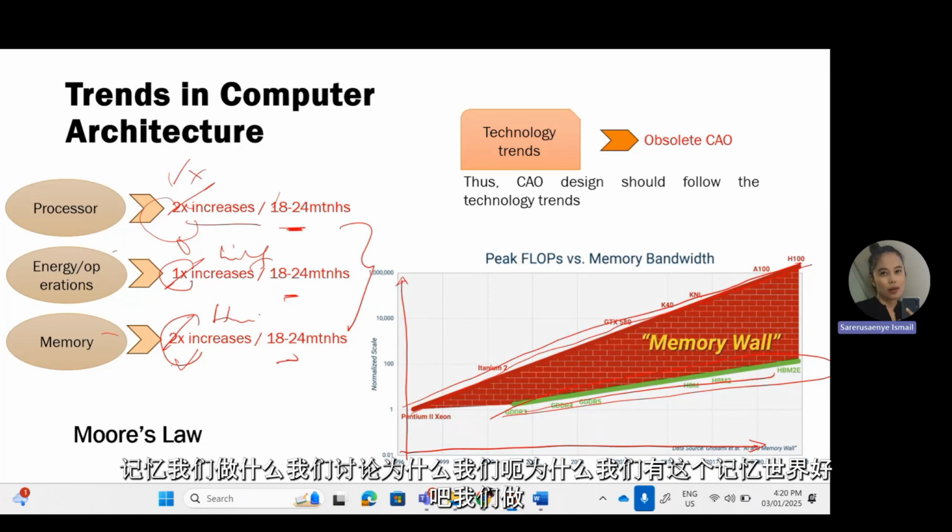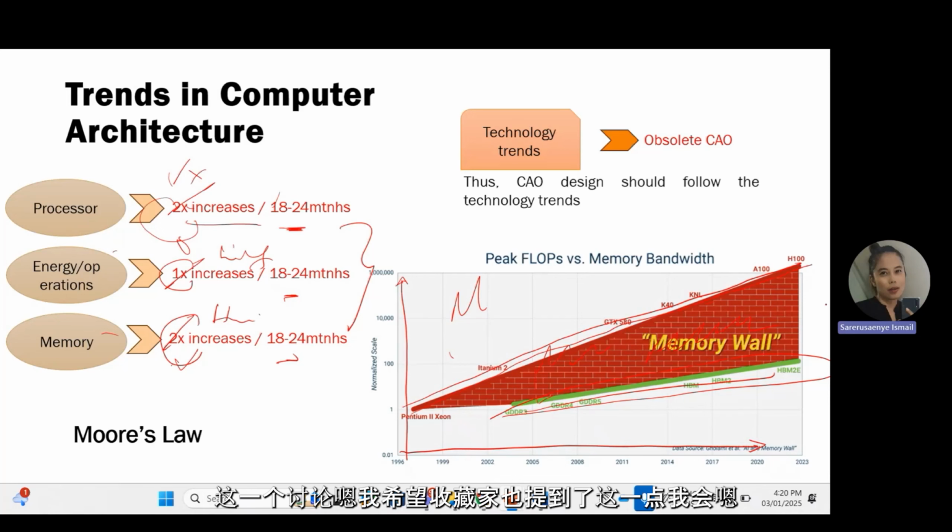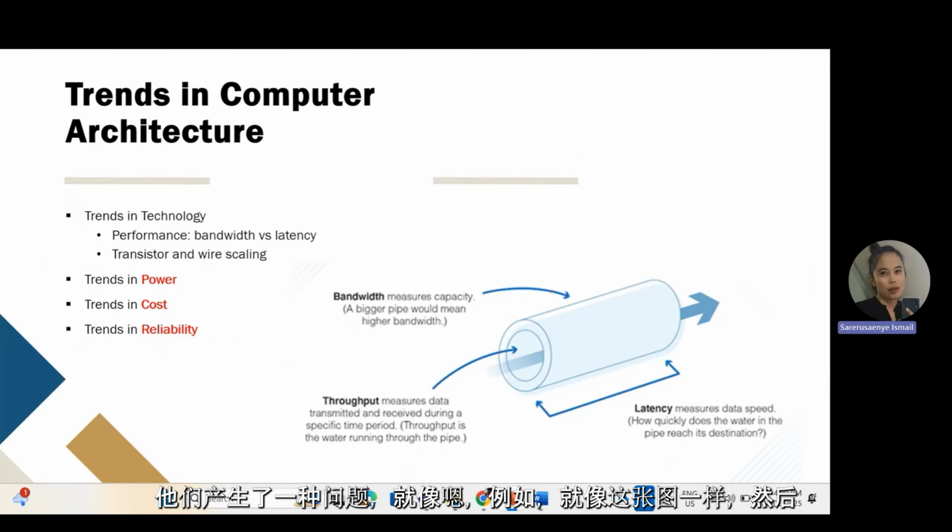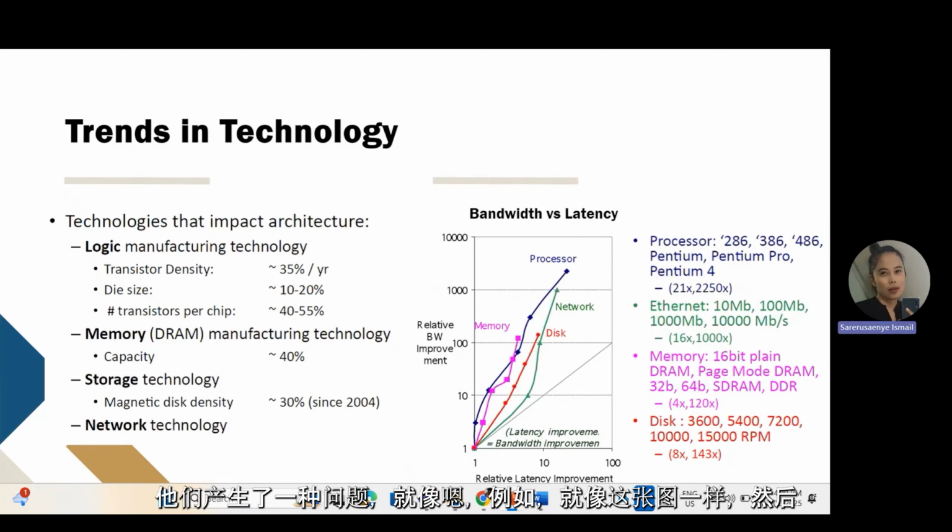For the memory wall, we do discuss why we have this memory wall. I hope that the lecturer also mentioned this. However, the general kind of issue is, for example, the same as this graph. We have an issue in terms of the memory. If you look at this, it is the memory of our memory productivities. And after that it is still inconsistent, and they need to have more improvement.